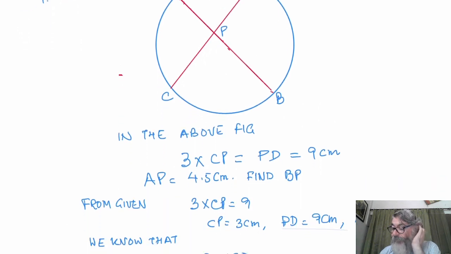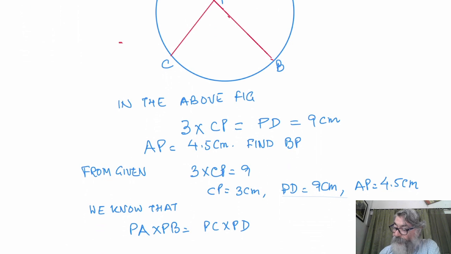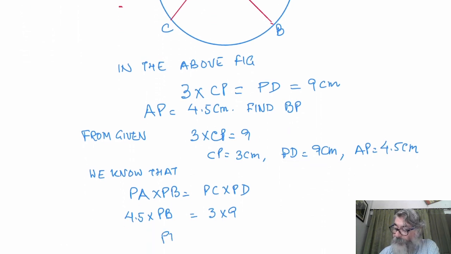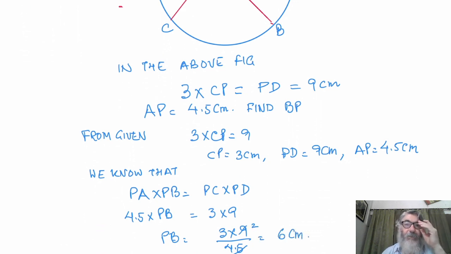What has he given? PC is given as 3, PD is given as 9, and AP is given as 4.5. We have to find PB. So PB will be equal to 3 into 9 upon 4.5. It will be 6 centimeter. PB will be equal to 6 centimeter.